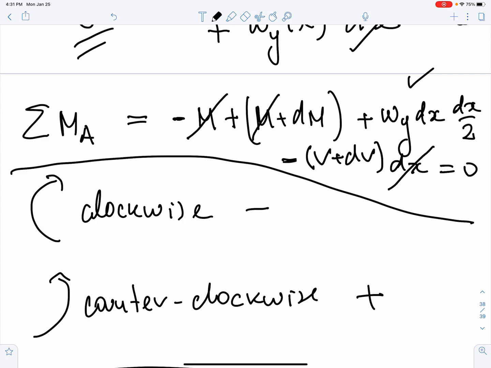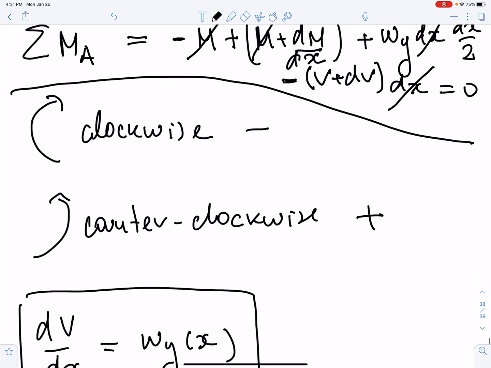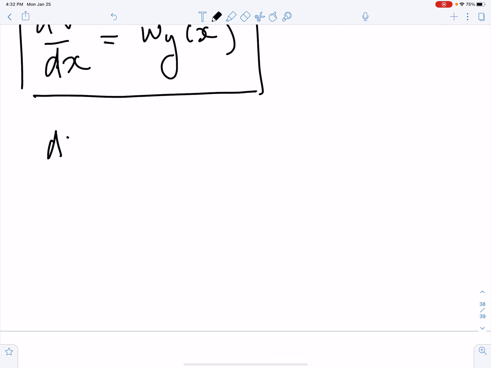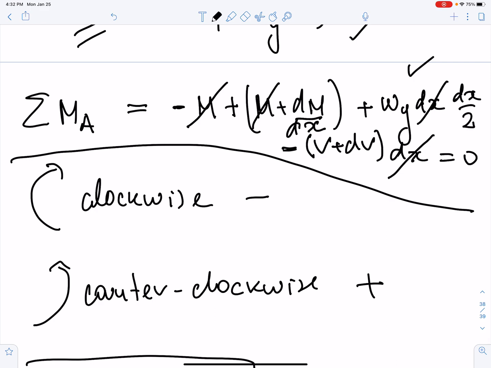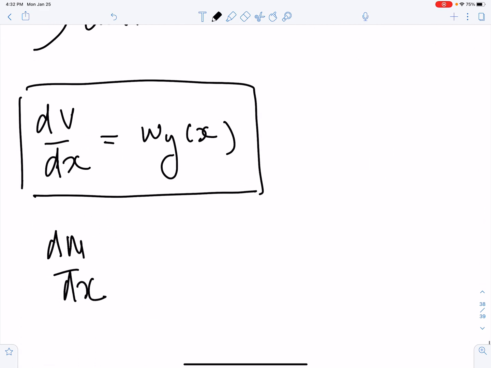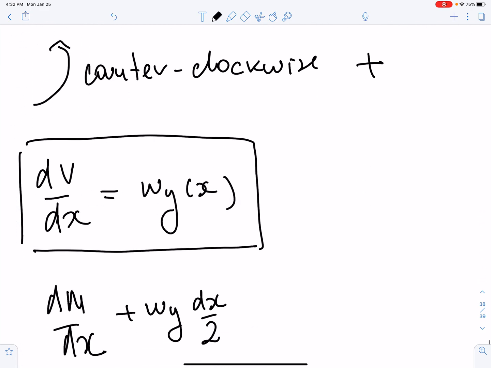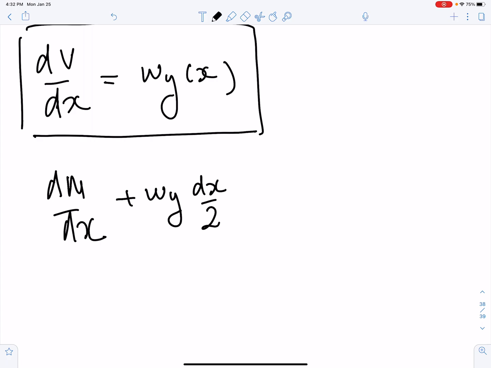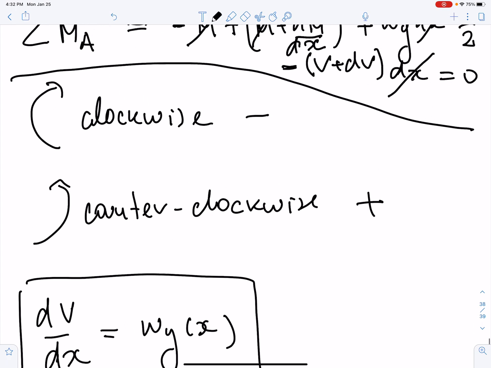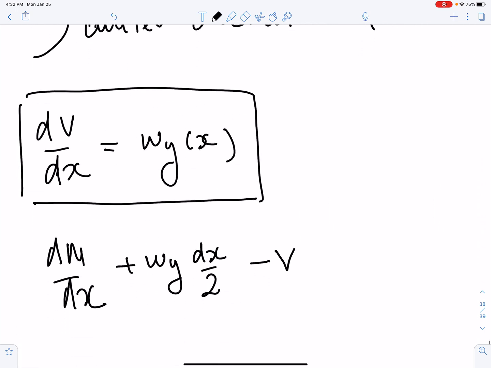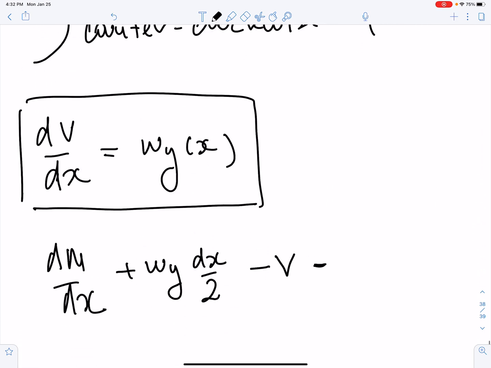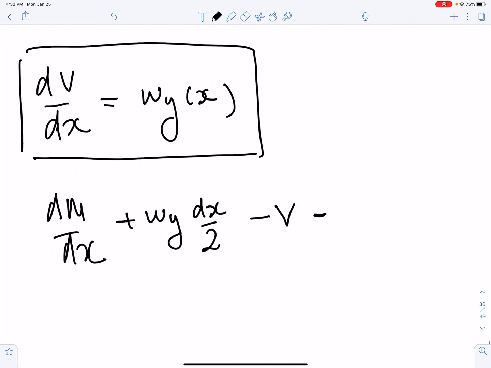Okay, this is gone. So we get dM/dx here, and one of those dx's is gone. So then what do I have left? I have dM/dx, plus wy dx over 2, minus V, and minus dV. Or sorry, that dx goes away, minus dV.